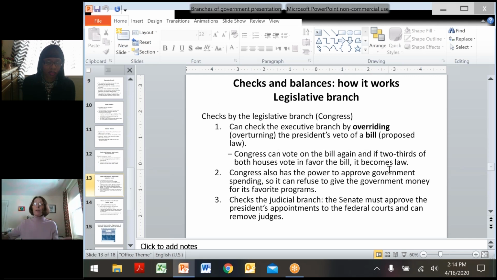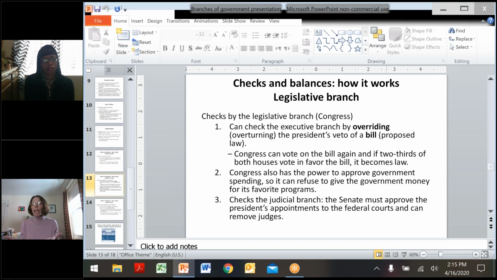Okay, what can the legislative branch do to limit the power of the other branches? Okay, legislative branch again is Congress. They can check the executive branch by overriding or overturning the president's veto of a bill, which is a proposed law. So what happens is when Congress passes a bill, both houses have to pass a bill, Senate and the House of Representatives, which in itself is not always easy. And then they send it to the president. But if the president doesn't like the law, he sends it back to Congress.